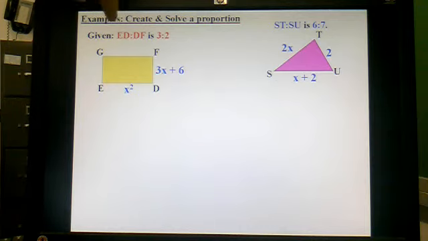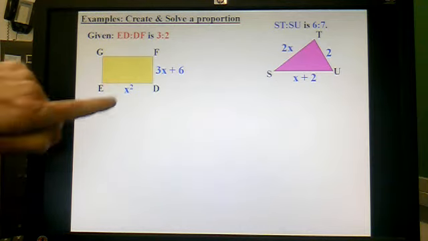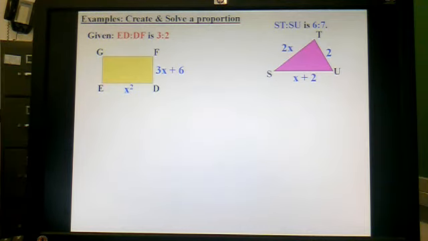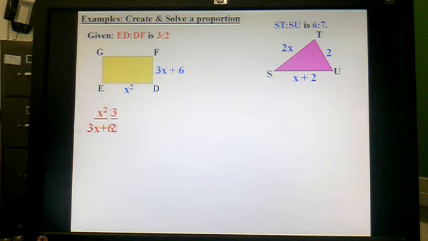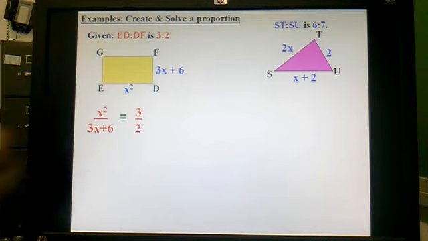And you know that ED to DF is a 3 to 2 ratio. This is a 3 to 2 ratio. So I would start with something like that. The ratio of x squared to 3x plus 6 is a 3 to 2 ratio. And when I say "is," hopefully everyone knows that translates into equals. So you have two ratios that are equal. That's what a proportion is.